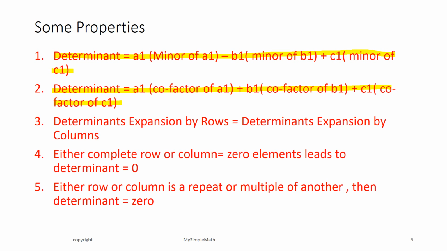Now the last one, the third one, is actually determinant expansion by rows is the same as determinant expansion by columns. I have expounded upon this in the next couple of slides. Let's take a look at that. And this one is pretty simple, that if any row or column is 0, then you can expand by it, and the determinant would be 0. And another one is that if either a row or column is a repeat or multiple of another, then the determinant is 0.